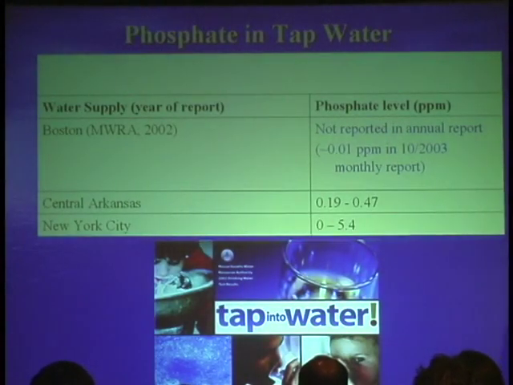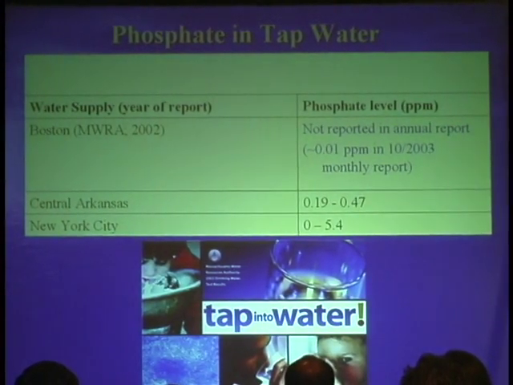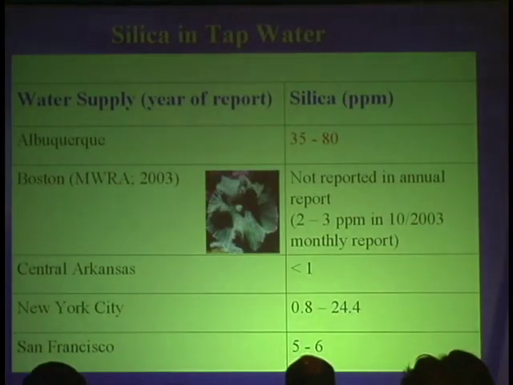Phosphate, again, not many water supplies test phosphate, and Boston doesn't have very much. It's pretty much free of that. But again, New York City could have up to 5 parts per million in tap water. So if you put in 1% evaporation replacement every day, that's a huge source of phosphate for the aquarium.